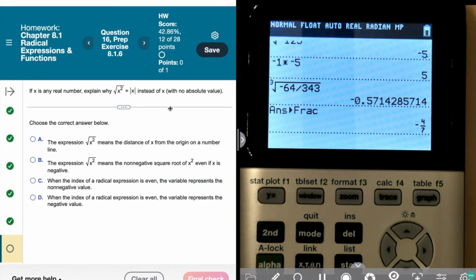All right, up next, this is a little bit of an interesting one. When you take the square root of something that's being squared, its answer is absolute value x instead of just regular x. And why is that? It's because the expression square root of x squared means the non-negative square root of x squared, even if x is negative.